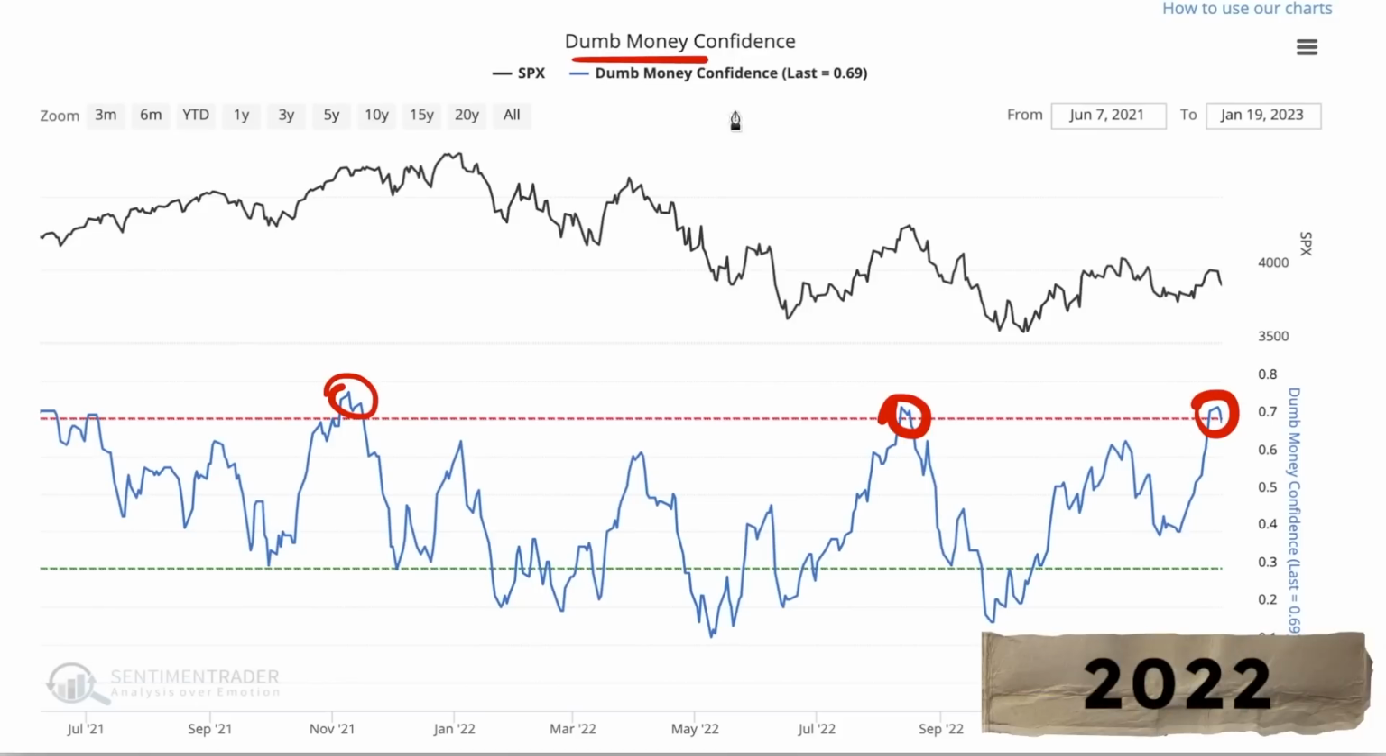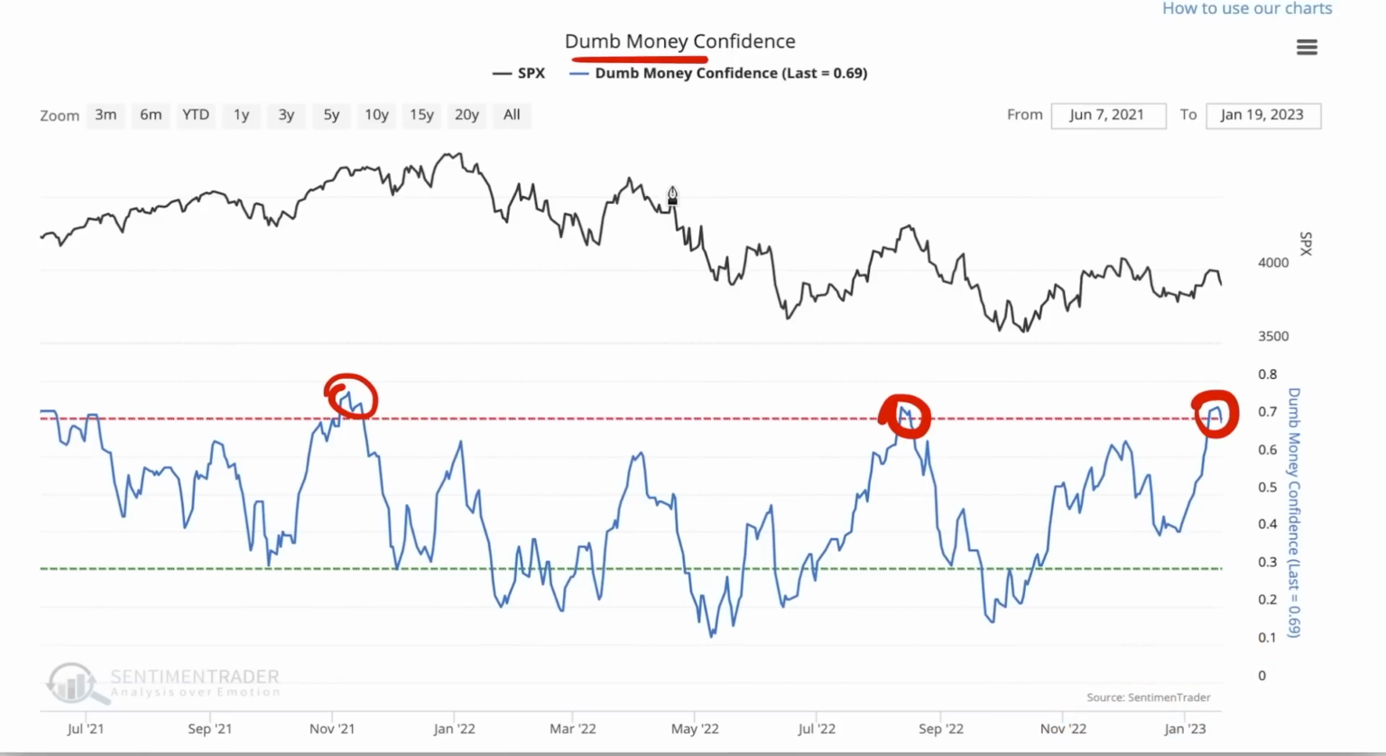So we're going to look at this indicator in this video and understand what it's telling us right now and whether or not we should be paying attention to this signal as a contrarian signal against dumb money, just like it was right here in August of 2022 and right here in November of 21. That's exactly what we're going to talk about in this video.